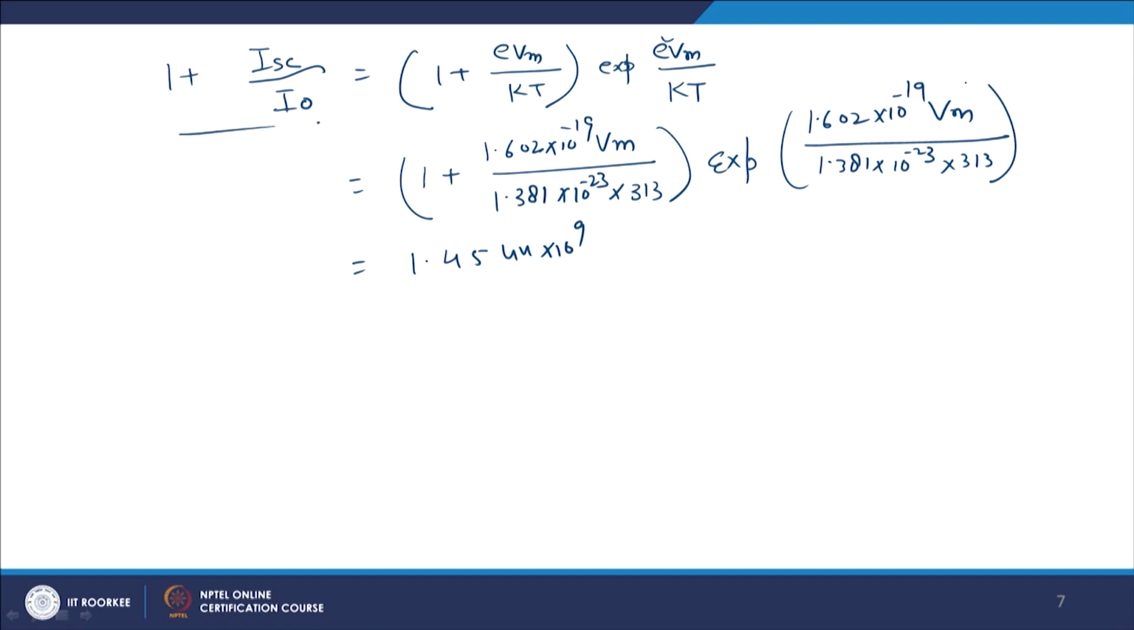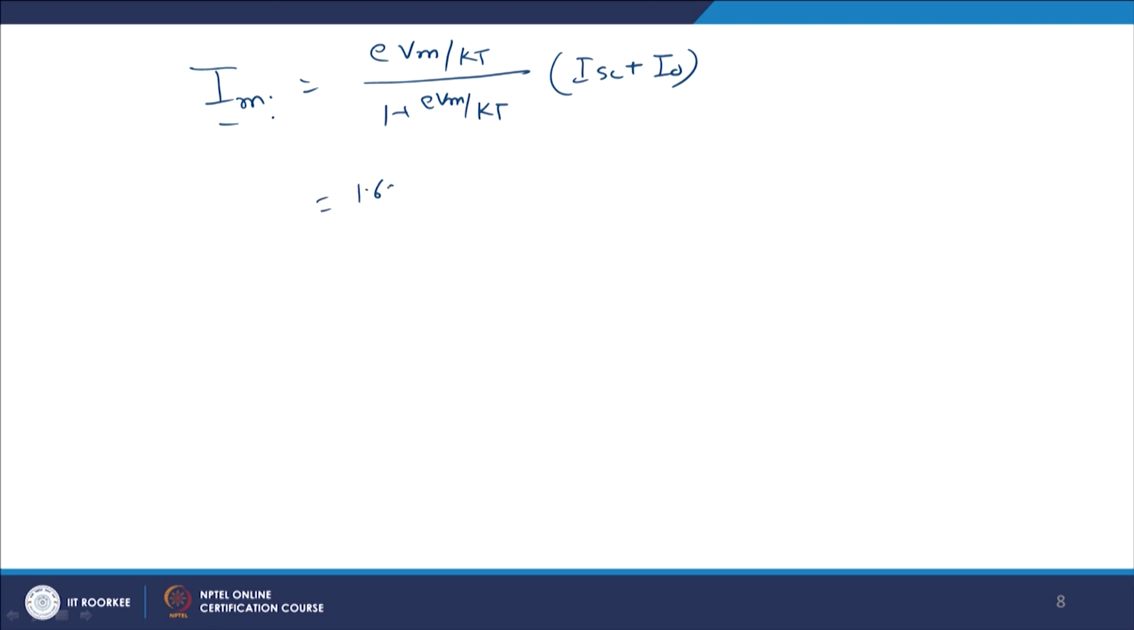Now, here the only unknown is Vm, and in order to find the value of Vm, we will have to use the trial and error method, because it is in exponential form here. So, by trial and error, we get the value of Vm as 0.519 volts.